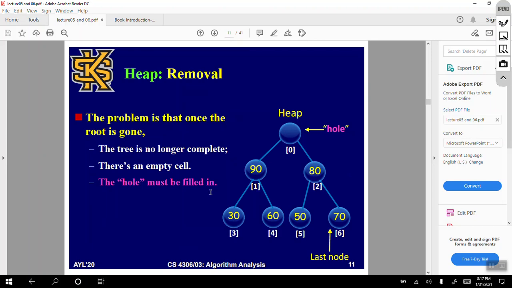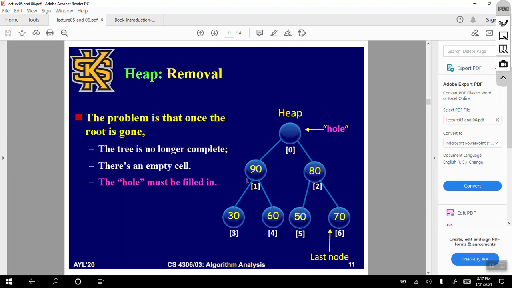The problem is that once the root is gone, right? For instance, when we remove this element from the binary tree, this element is gone. So what do we need to do? We need to complete this element, because it cannot be empty, right? So the question is how do we fill this element? We have multiple ways.